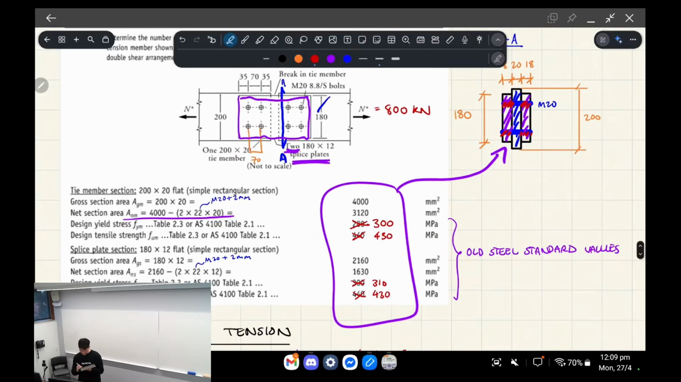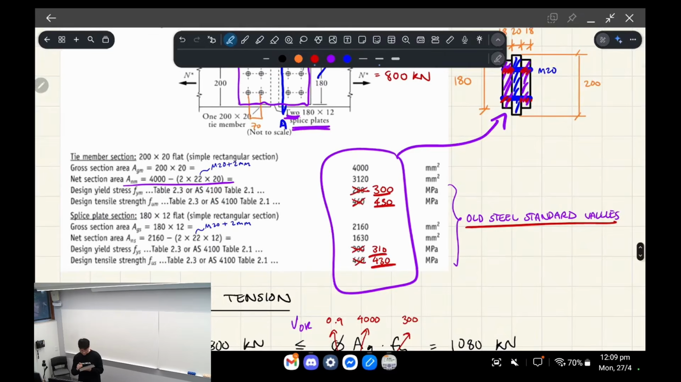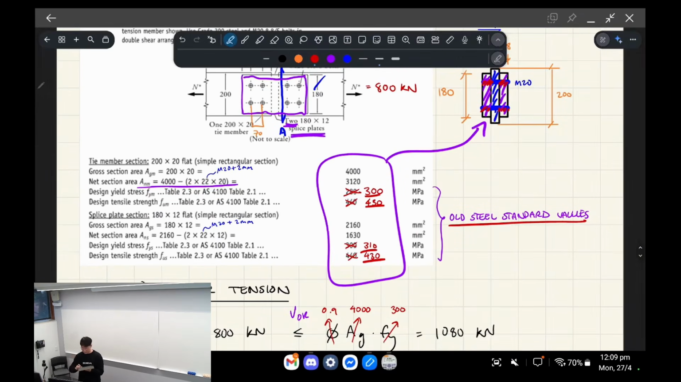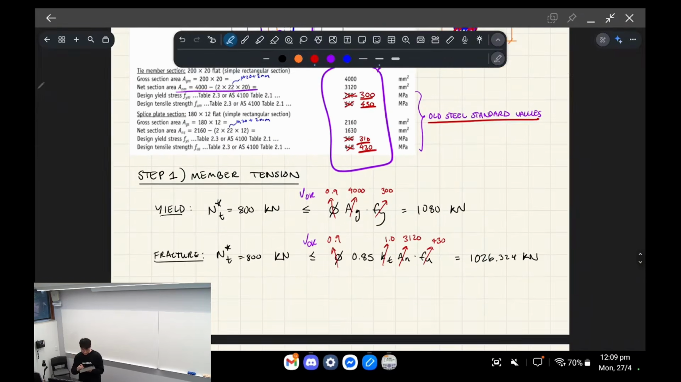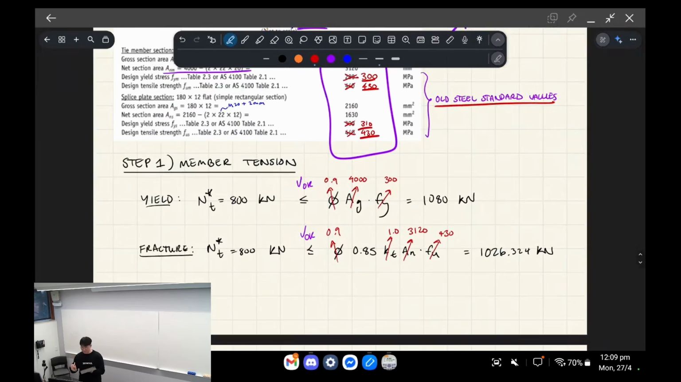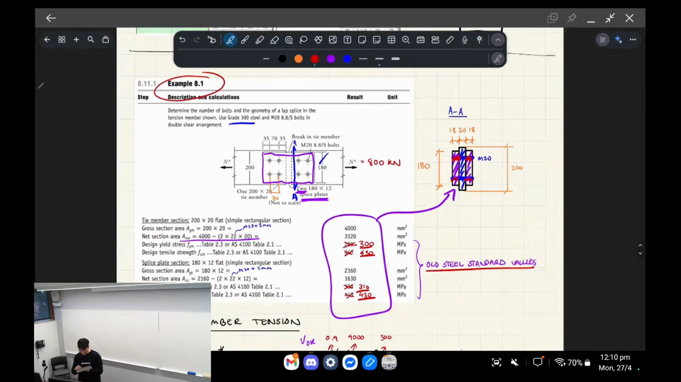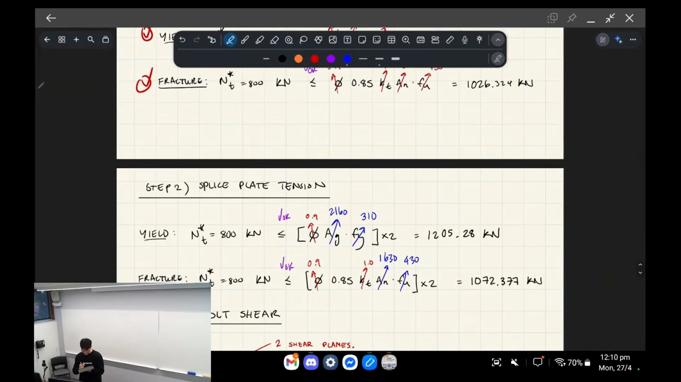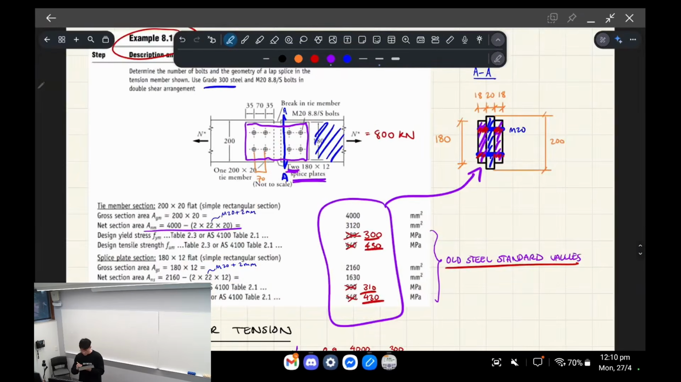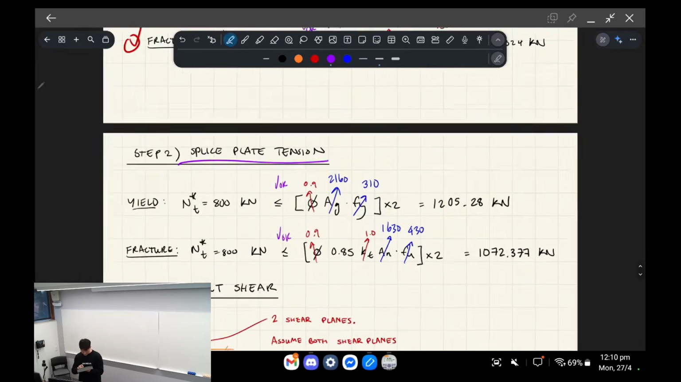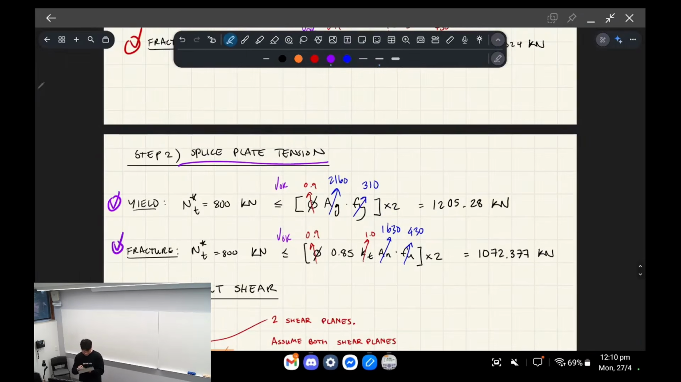And then you got to go to the standards and look at the FY values and FU values, so the yield and the ultimate strength. So you've got all the data in front of you. Similar to that first question that Damien ran through, you check the yield and you check the fracture for the member tension. So that's the member, the thing in blue. And then you got to check it for the splice plate as well. So that's these ones in purple. Check if they're going to break in yield and in fracture.